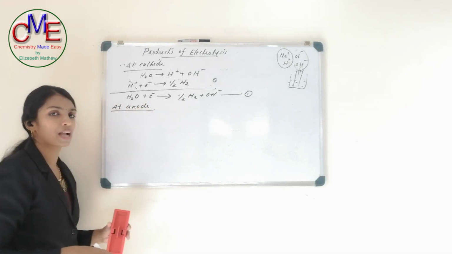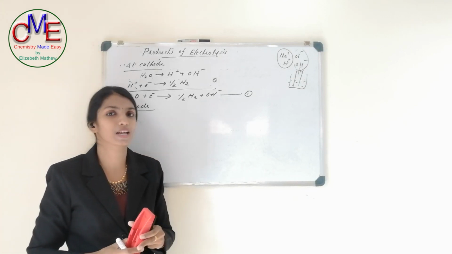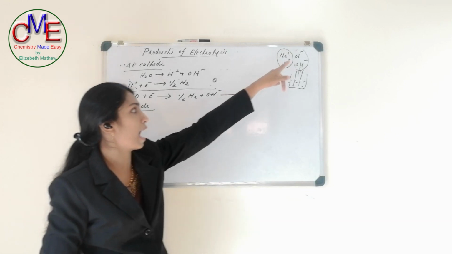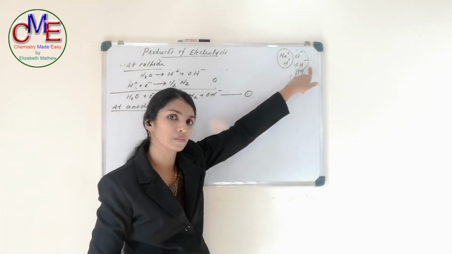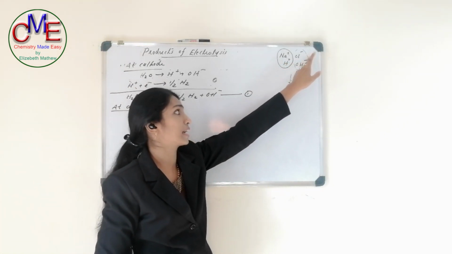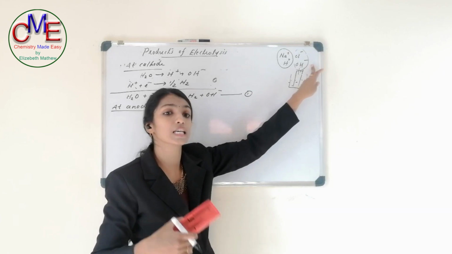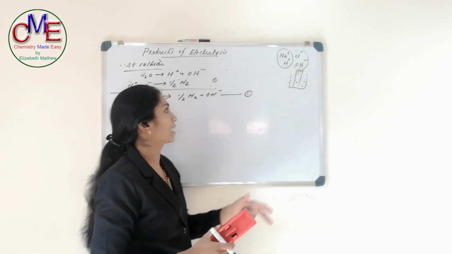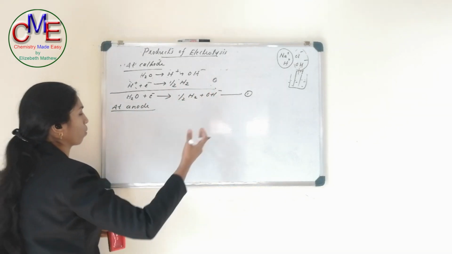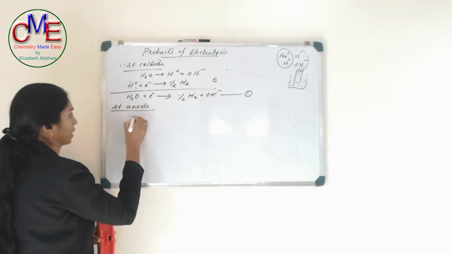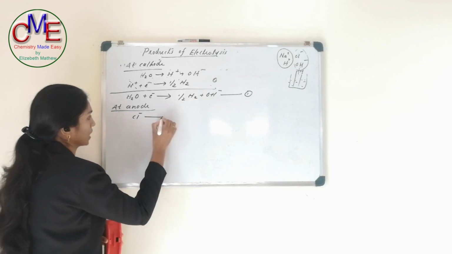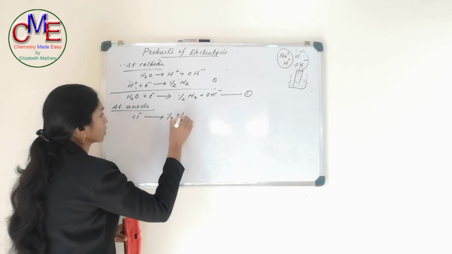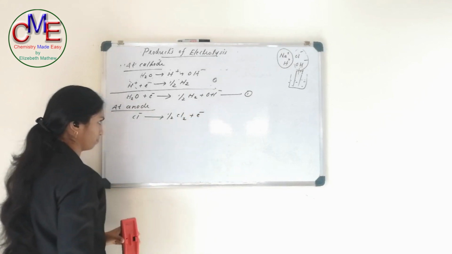That is anode. Anode is a positively charged electrode. So the species which are moving towards anode are negatively charged species. In this case, negatively charged species are Cl minus ion and OH minus ion. Right? We can write the Cl minus ion. If oxidation occurs at Cl minus ion, we can write Cl minus. Oxidation means loss of electron. So Cl minus gives half Cl2 plus electron.